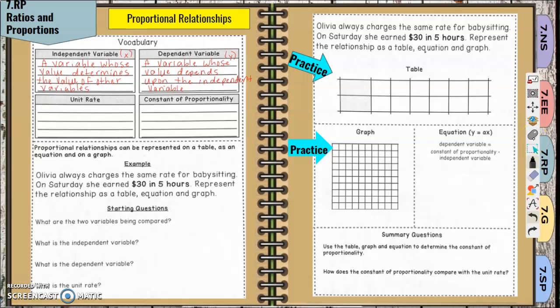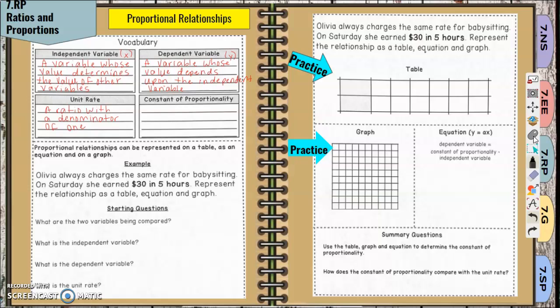So unit rate we've already talked about in this unit. It is a ratio or a rate with a denominator of 1. Such as how many miles per gallon, how many miles in 1 hour, how much is 1 pound. It's when you're looking for a unit of 1.